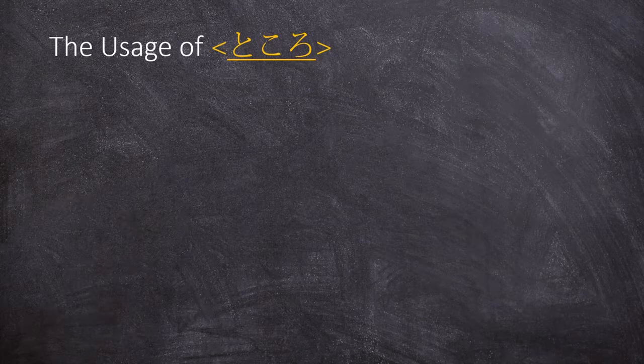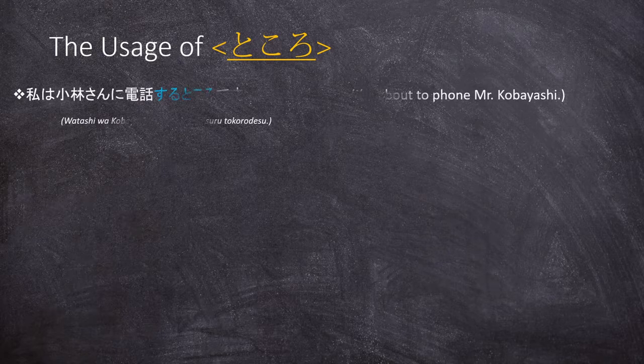So let's see the examples of this construction when we are using the noun Tokoro in conjunction with one of the three verb forms that we have covered in our previous video section. So if we use Tokoro with the plain form of the verb, then we will get something that is equivalent to the English of being about to do something. And this is perfectly illustrated in our first sentence that goes as follows. Watashi wa Kobayashi-san ni denwa suru tokoro desu. I am about to phone Mr. Kobayashi. As you can see here, we have only added Tokoro to the plain form of the verb suru, meaning to do, and we have gotten this meaning without any problems.